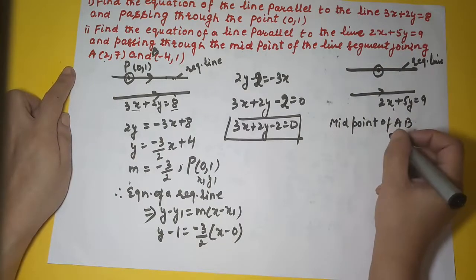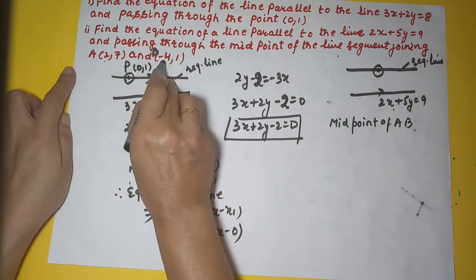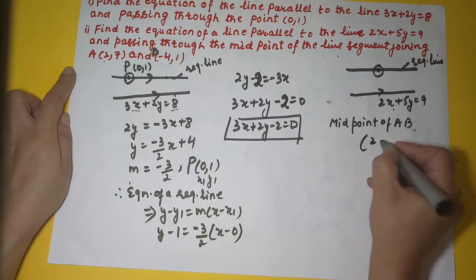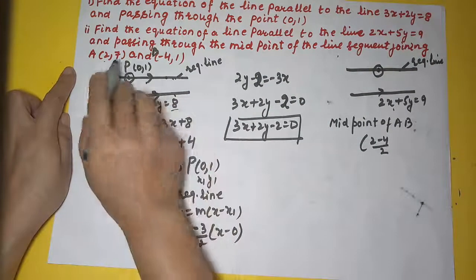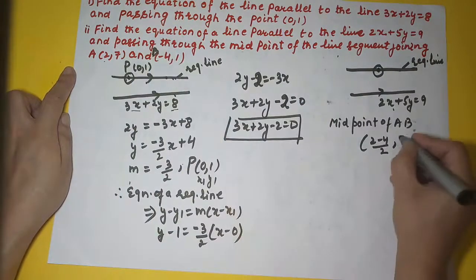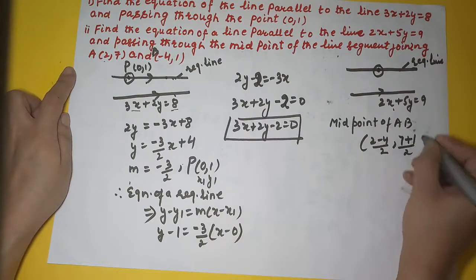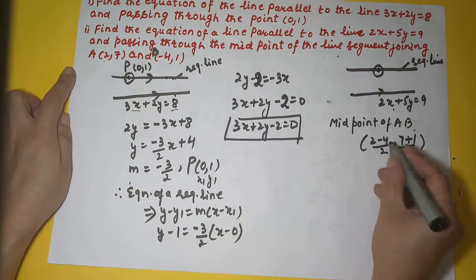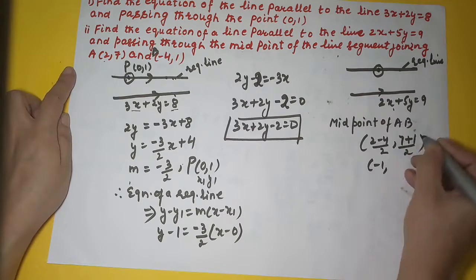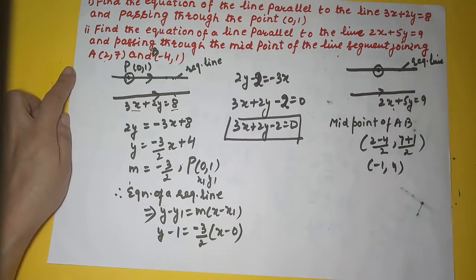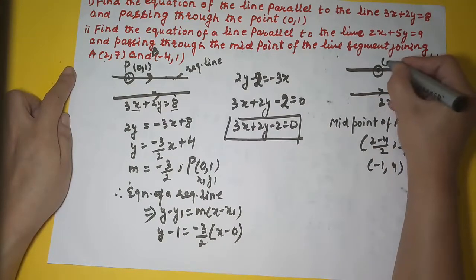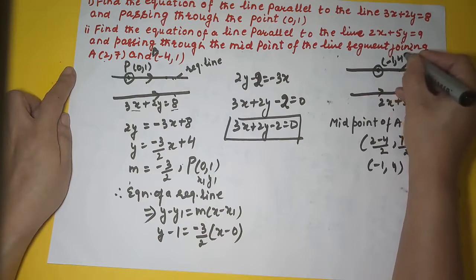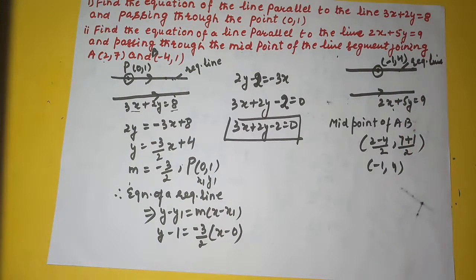So the midpoint of AB will be (x1 plus x2) by 2, so that is (2 minus 4) by 2, and (y1 plus y2) by 2, that is (7 plus 1) by 2. So this is minus 2 by 2, that is minus 1. This is 8 by 2, that is 4. So our required line passes through (minus 1, 4). We have found the point.